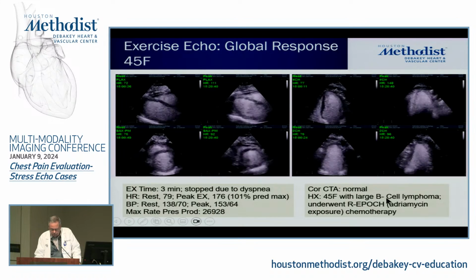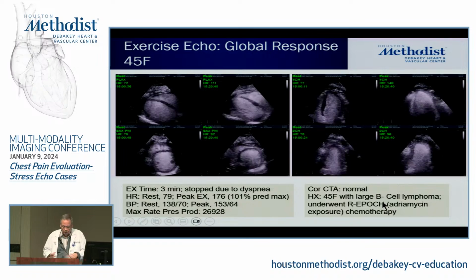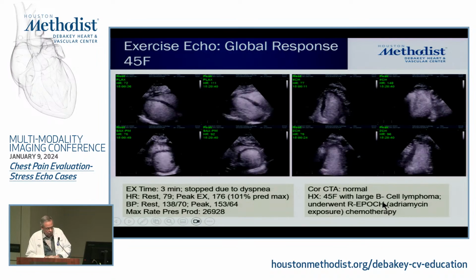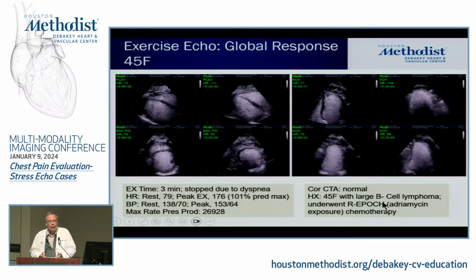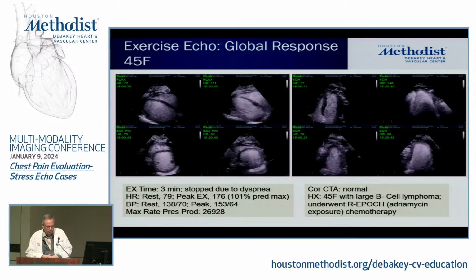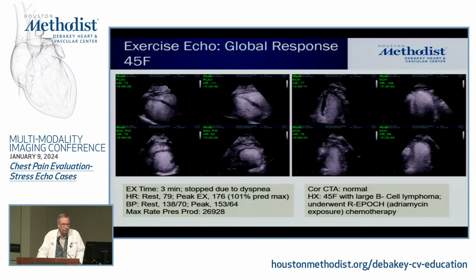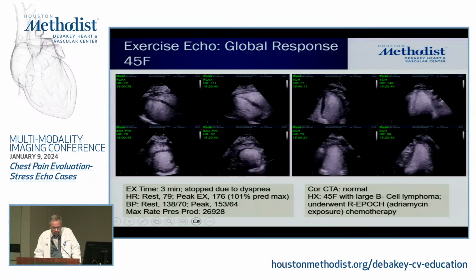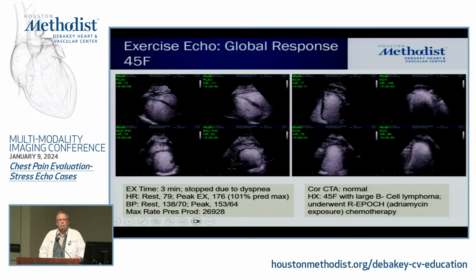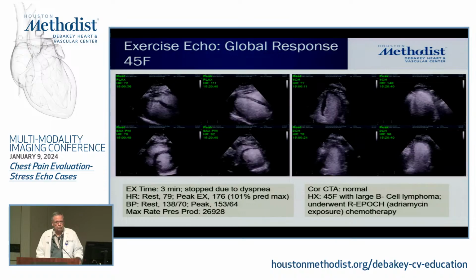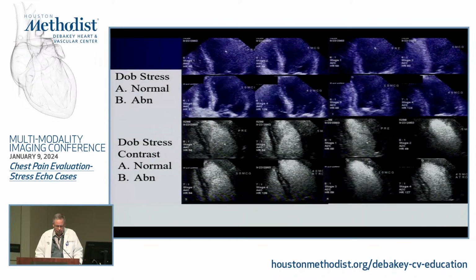She had a large B-cell lymphoma and had received Adriamycin and so on. So this was just somebody with a cardiomyopathy. Obviously, the exercise even accentuated the cardiomyopathic response, but it was not due to left main or multivessel disease. It's still abnormal, though. It's still giving you information that may be important from the point of view of how you treat the patient, prognosis, and so on, but it's not necessarily obstructive disease.